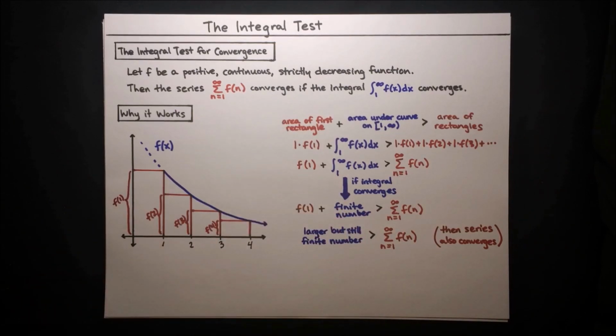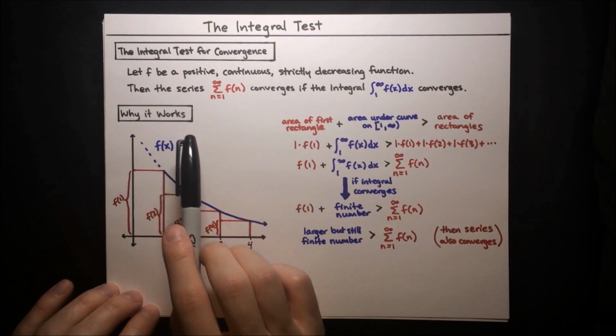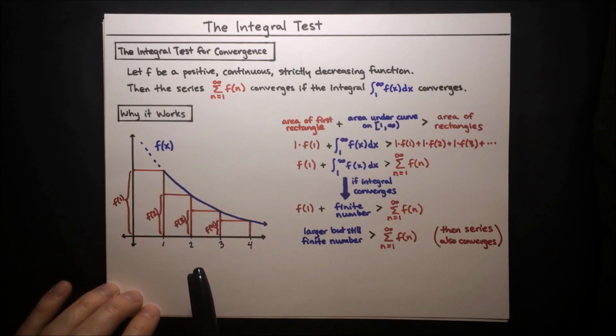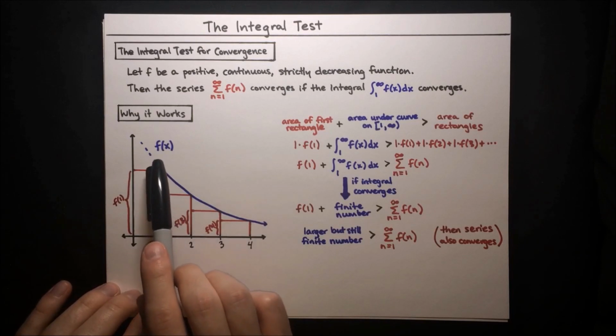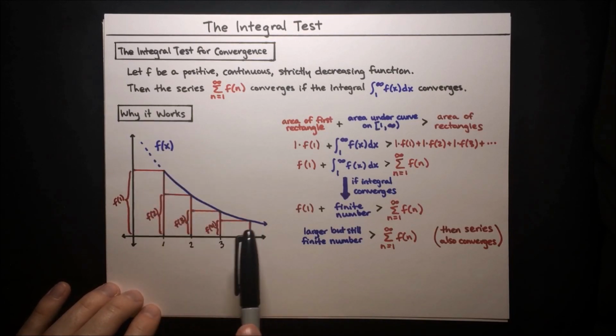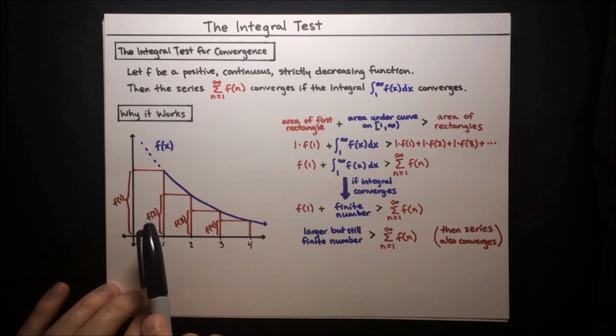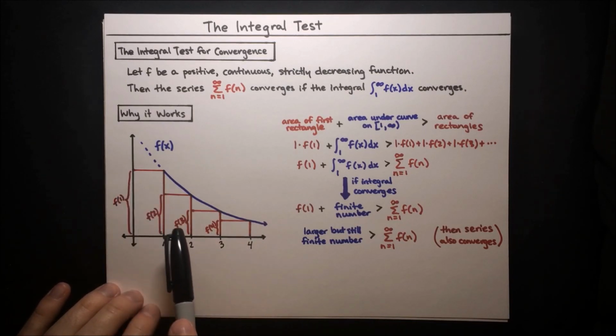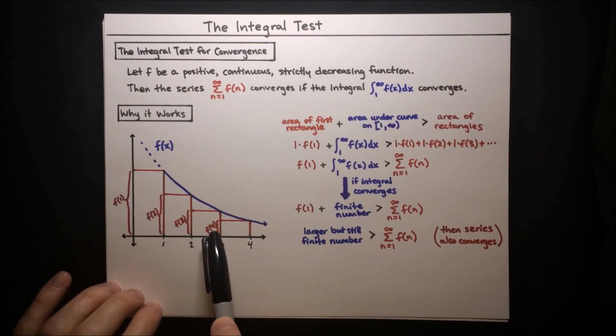The test for convergence works in a similar way that the test for divergence works. We start off by thinking about a graph with some areas labeled. Here we've got our function f of x, that's our curve, and we've got some rectangles that rise up to heights f of 1, f of 2, f of 3, f of 4, and so on, just like last time.